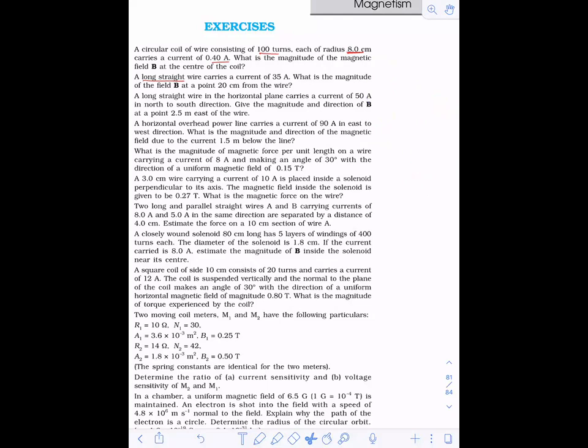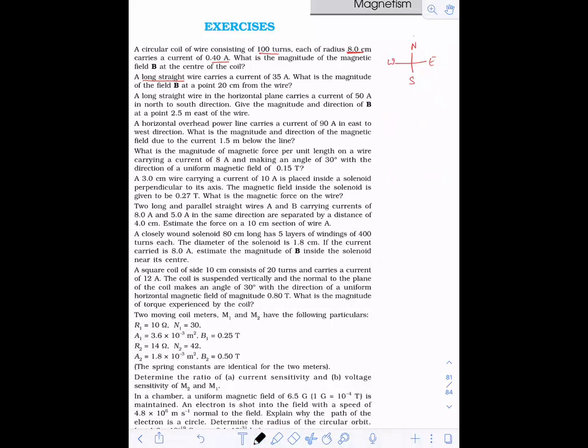So first let us draw the directions. This is north, this is south, this is east, and this would be west. Now it says that a long straight wire in a horizontal plane carries a current of 50 ampere in north to south direction. This means the wire moves like this.